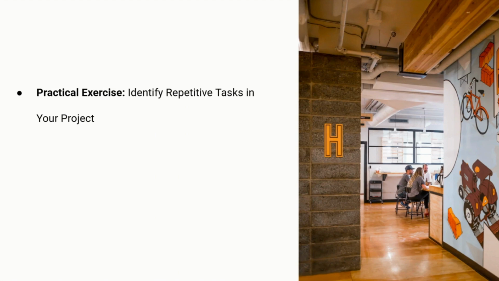Now, moving forward, we have practical exercises. Identify repetitive tasks in your project. So before we move on, let's do a quick exercise. First, think about your current automation project. Now, identify two repetitive tasks you find yourself writing in multiple test cases. Now, imagine how you could create a reusable custom keyword to simplify it.